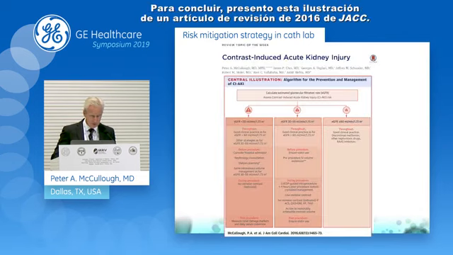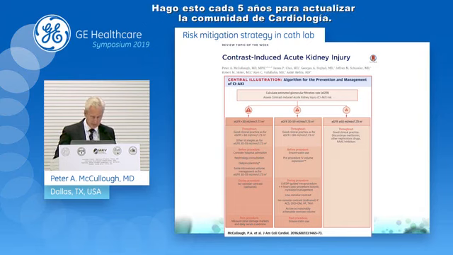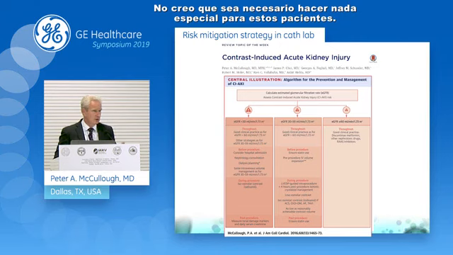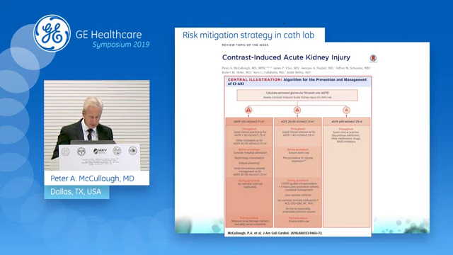So to finish and conclude, this was the central illustration from the review paper in JCC now in 2016. I do this about every 5 years to update the cardiology community. And this is what we came up with. So estimated GFR over 60, really just good clinical practice. I don't think anything special needs to occur in these patients.